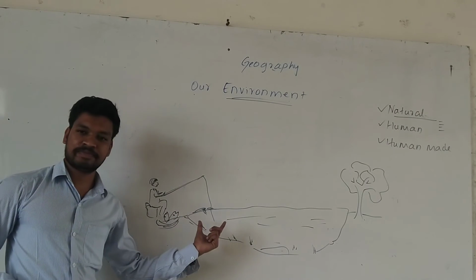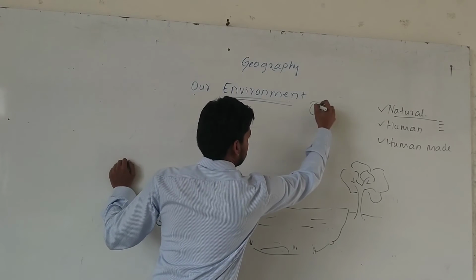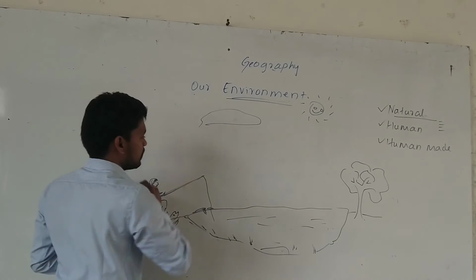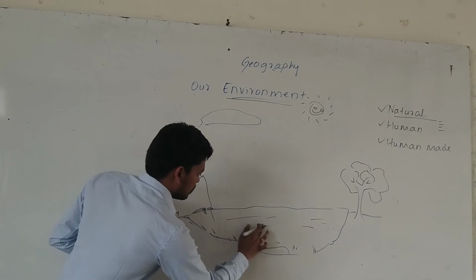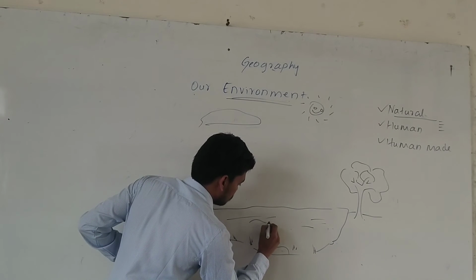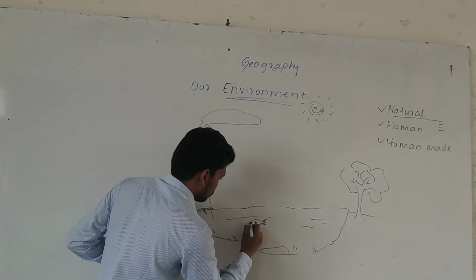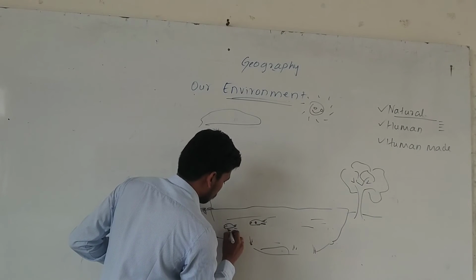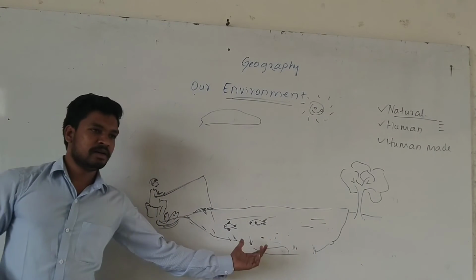What is he doing? Fishing. Yes, he is fishing, he is catching fish. What is this? Sun. What is this? Clouds. Here we have... what is this? Fishes, isn't it?